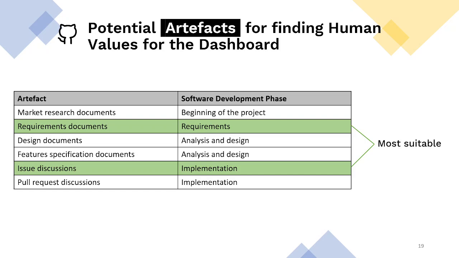Third, for the artifacts suitable for finding human values for the dashboard, the practitioners identified several artifacts in various software development phases. Among those, requirements documents and issue discussions are considered the most suitable places where human values can possibly be found.